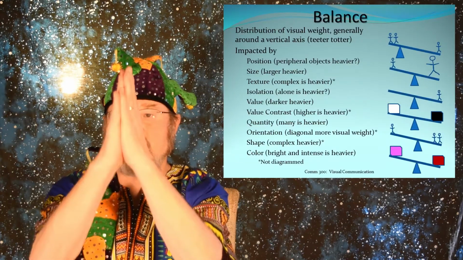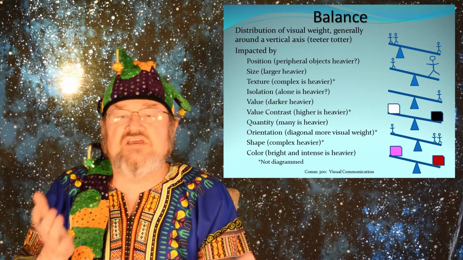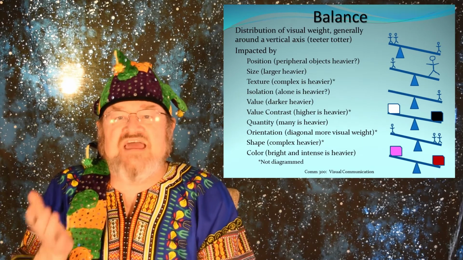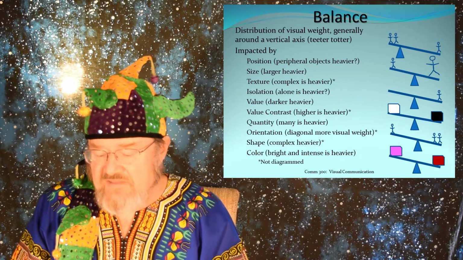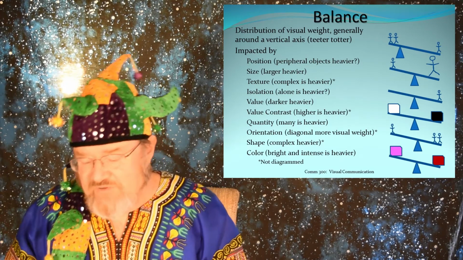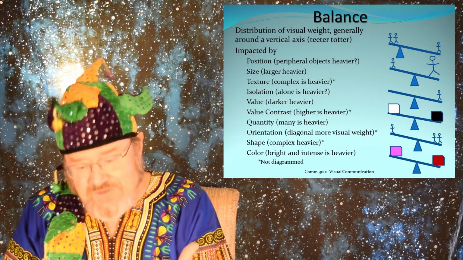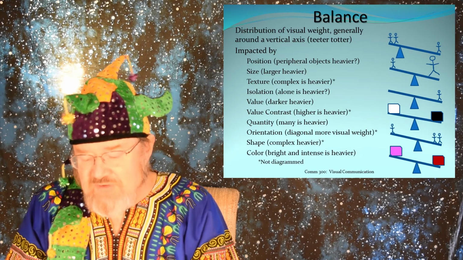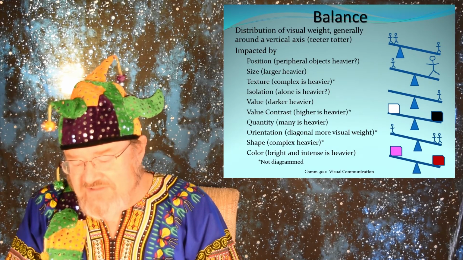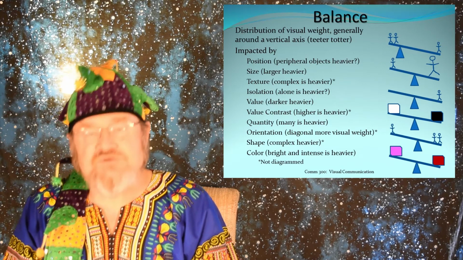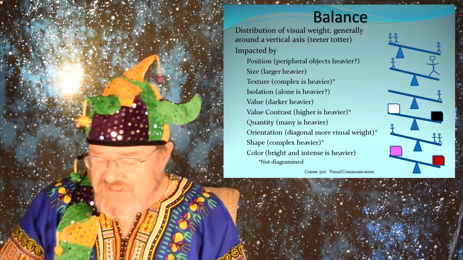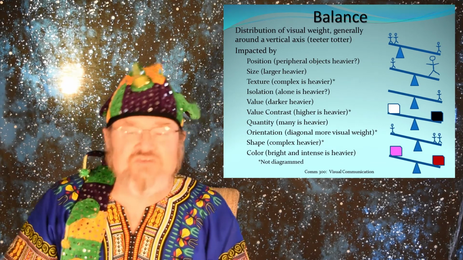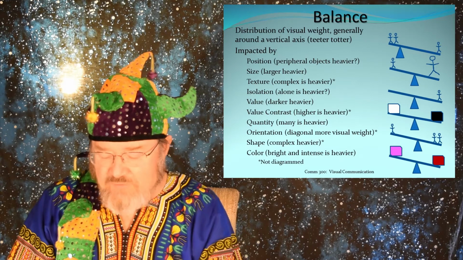Balance is where do things flow, usually on a vertical line in the frame of the image. Where do things seem heavier? Where do they lean toward, right? And things that impact this include position, size, larger is heavier, texture, more complex is heavier, isolation, value, darker is heavier, orientation, shape, color. Those kinds of things affect how we view balance.